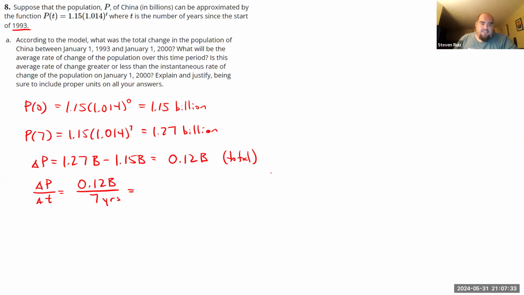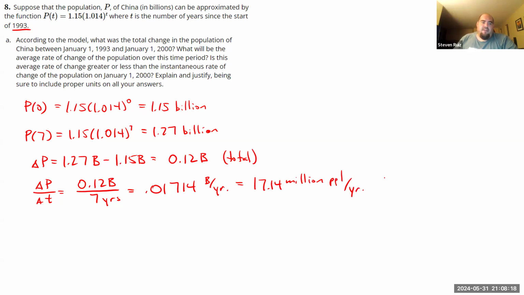So 0.12 divided by 7. And instead of expressing this in billions, I am going to express this in millions, just to make the numbers a little bit easier to think about. So this comes out to be 0.01714 billion people per year, or if you prefer, 17.14 million people per year.